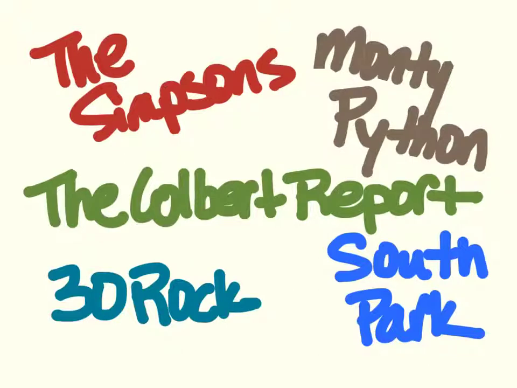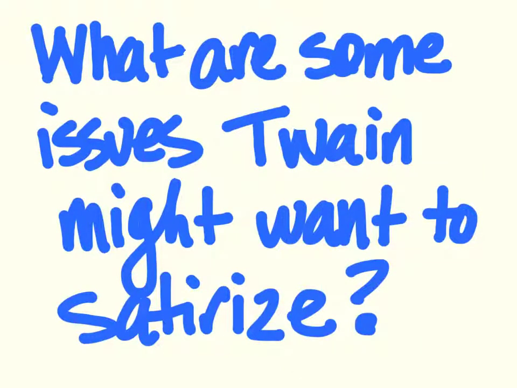These are just a handful of shows that are satirical. Monty Python, totally my generation, not yours. The Simpsons, The Colbert Report, South Park, 30 Rock, The Daily Show. What are some other ones? In all of these cases, they are taking current events and satirizing them in the hopes that through humor, the writers, the producers, the directors, the actors can get their points across. If this is truly an adult novel, what are some issues Twain might want to satirize?